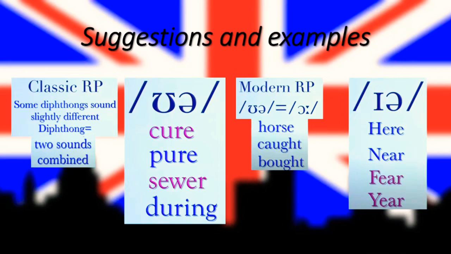So first of all, some of the diphthongs are pronounced differently in classic RP than in modern RP. Remember that a diphthong is actually two sounds in one syllable. For example, the ua diphthong, which is found in cure, pure, and during. With classic RP, this will definitely be pronounced very correctly. They may say pure, during.